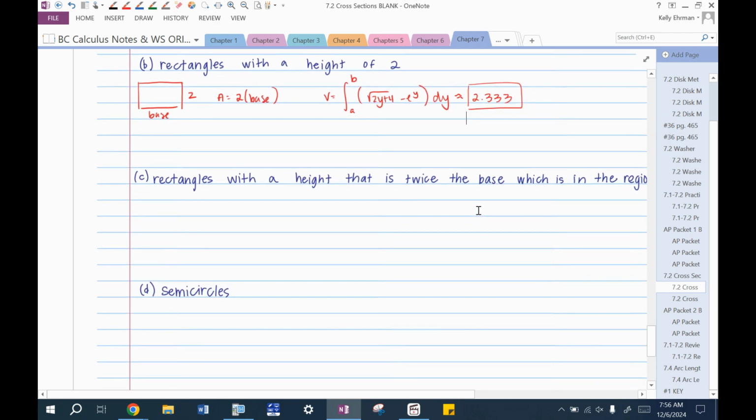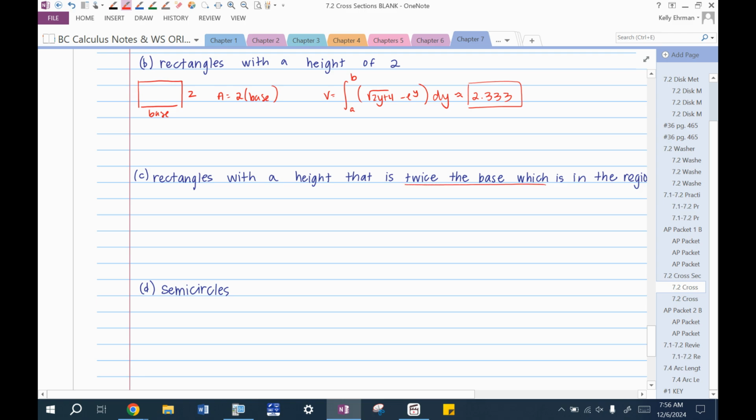All right. Rectangles with a height that is twice the base, which is in the region. So now we have this base, and we have this 2 times the base for the height. So when you find the area, base times height will be 2 times base squared. So that volume is the integral from a to b of 2 times the quantity square root of 2y plus 4 minus e to the y, squared, dy.